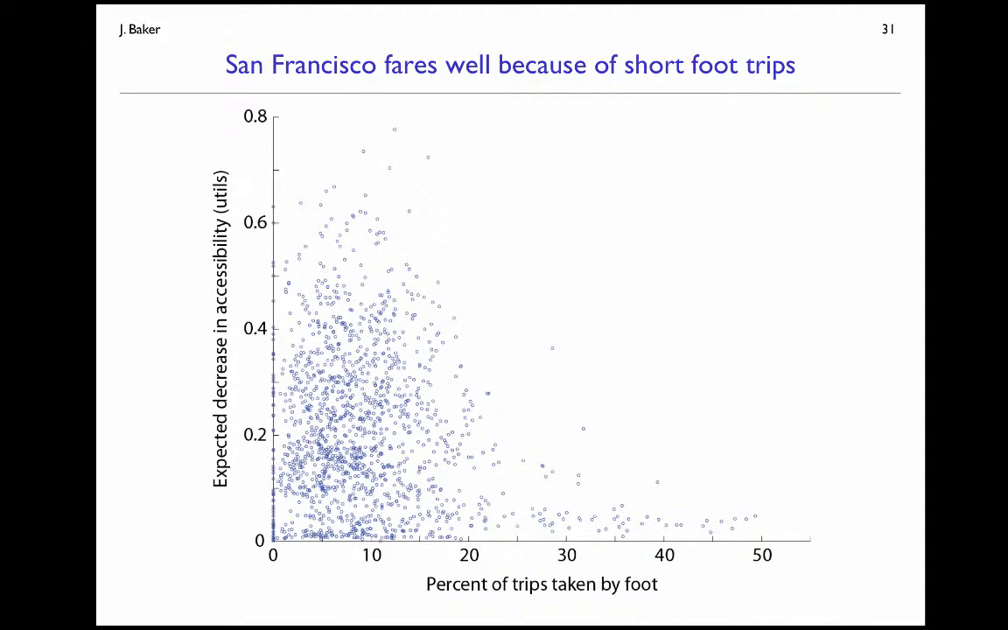And so if we take those off, that fits with an overall trend of the travel analysis zones with high percentage of trips by foot having relatively low decreases in accessibility. So again, that's relatively intuitive once we've dug into the data a little bit.